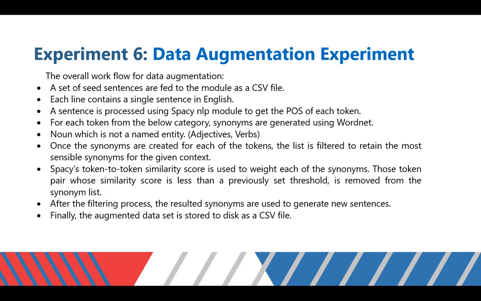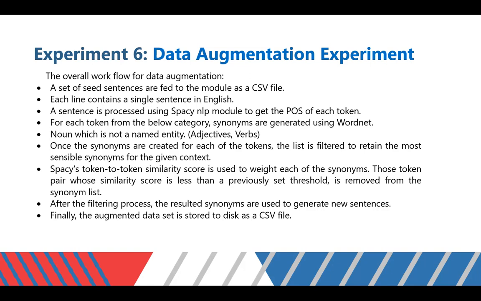I also did another experiment for data augmentation. The overall workflow for data augmentation is that a set of sentences is fed to the module as a CSV file, and each line contains a single sentence in English. The sentence is processed using the spaCy NLP module to get the POS of each token. Then for each token from the categories nouns which are not named entities, adjectives, and verbs, synonyms are generated using WordNet. Once the synonyms are created for each of the tokens, the list is filtered to retain the most sensible synonym for the given context.